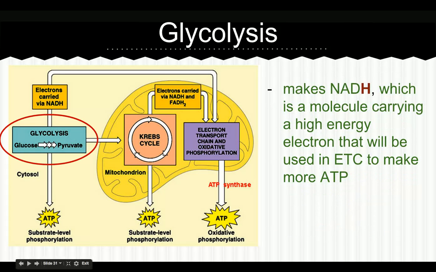So again, it makes NADH, and I put the H in red because remember that's where that energy is getting stored, because NAD is a regular molecule that floats around inside the cytoplasm, and then when a high energy hydrogen becomes available, it's going to snap it up, and it's going to carry it to the electron transport chain where it'll be used to make more ATP.